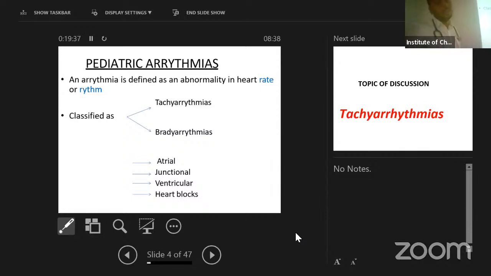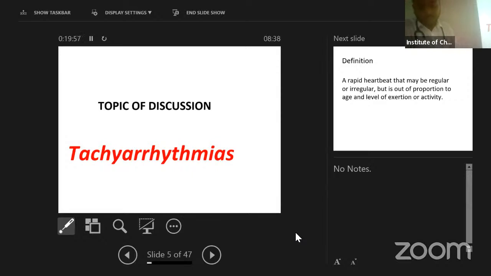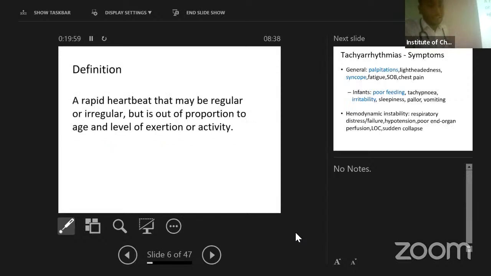Then pediatric arrhythmia. Pediatric arrhythmia is defined as an abnormal heart rate or rhythm. That can be tachyarrhythmia or bradyarrhythmia, generated from atrial, junctional, or ventricular origin, or any type of heart block. But today our topic of discussion is tachyarrhythmia. Definition: a rapid heartbeat that may be regular or irregular but out of proportion to the age and level of exertion or activity.